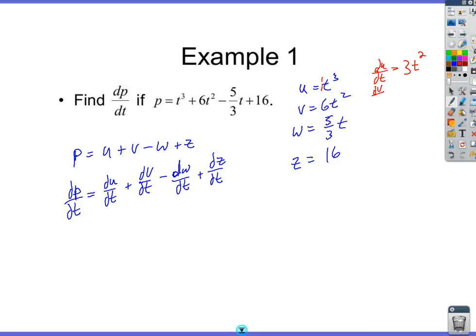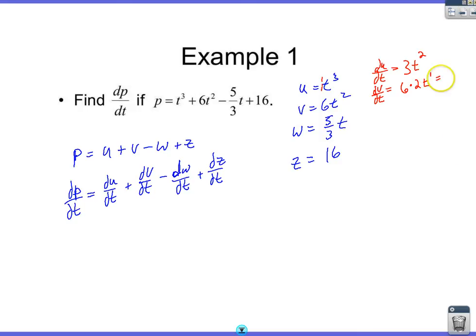Now what's dv/dt? dv/dt, well, this has got a mixture. This is going to be my constant times the function, right? So it's going to be 6 times the derivative of my function, which is 2t, and subtract 1 from my power, which is 1, to the first power, which of course I can rewrite as, okay, just 12t.